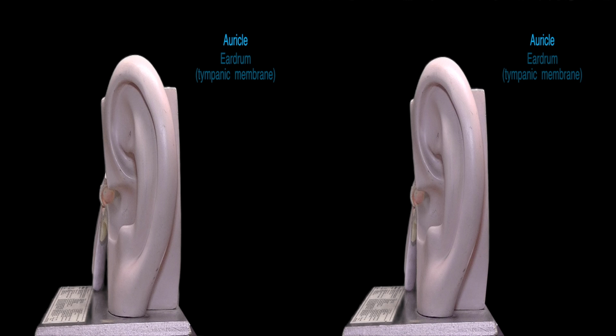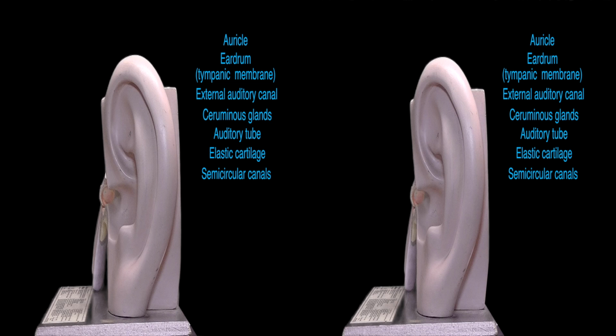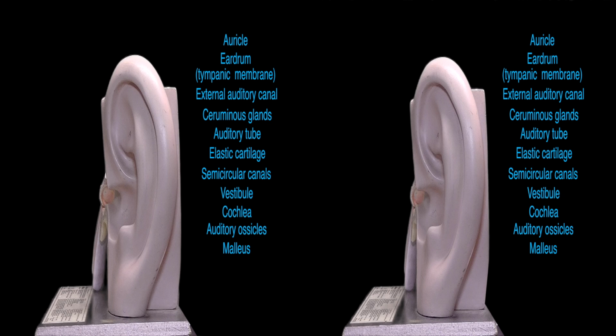Auricle, eardrum, tympanic membrane, external auditory canal, ceruminous glands, auditory tube, elastic cartilage, semicircular canals, vestibule, cochlea, auditory ossicles, malleus, incus, stapes, vestibulocochlear nerve.